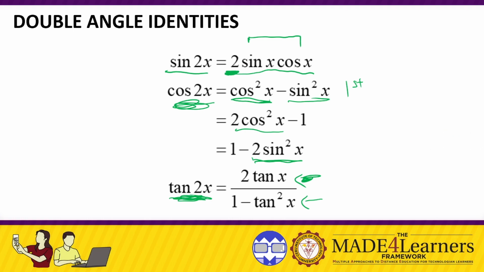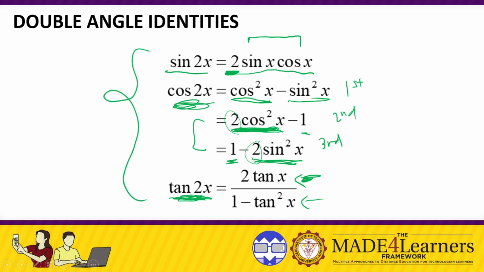Now, for the second form, we have 2 cos squared x minus 1. And for the third form, we have 1 minus 2 sine squared x. They have a pattern. If you observe, there's always a 2, but it still follows that the cosine should be at the first term, with minus 1 here. For the third, we have 1 minus 2 sine squared x, indicating that the sine is found at the last term. So these are the double angle identities.